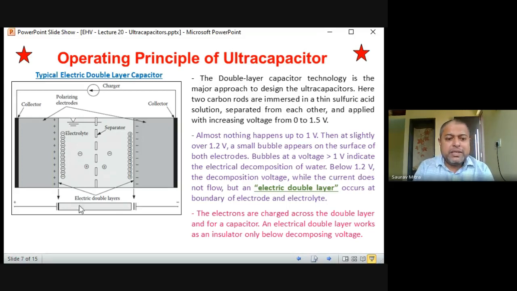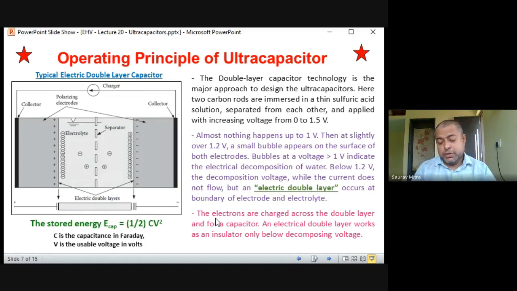Below, the electric double layer symbol is shown. In between, the big rectangular layer you can find is nothing but the electrolyte layer. So the separator electrolyte is here. Here there is an electrode, a polarizing electrode, and a collector. Here also there is a polarizing electrode and a collector. So this is the symbol of the ultracapacitor, which is shown below.